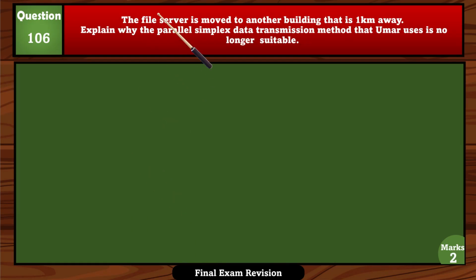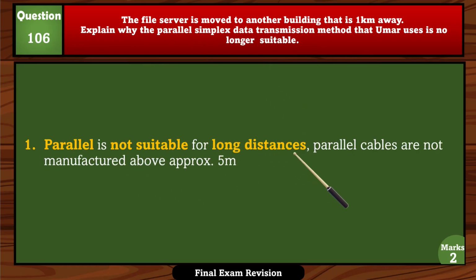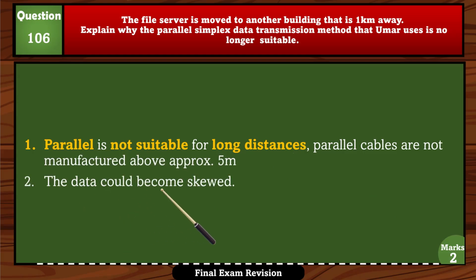Okay. Question 106. The file server is moved to another building that is 1 kilometer away. Explain why the parallel simplex data transmission method that Omar uses is no longer suitable. Parallel is not suitable for long distances. Parallel cables are not manufactured above approximately 5 meters. So data could become skewed if you use it over more than 5 meters.